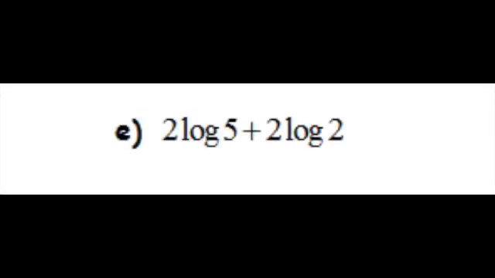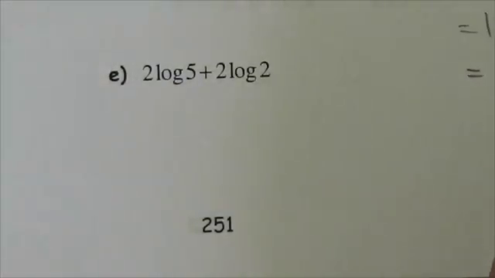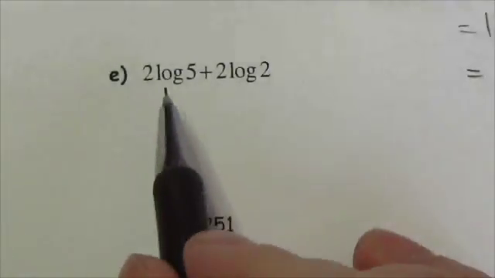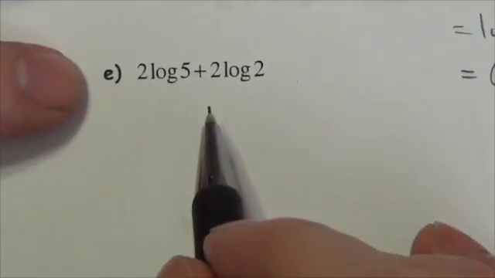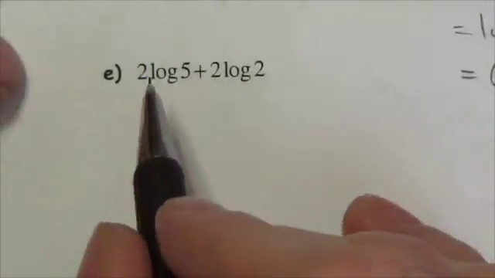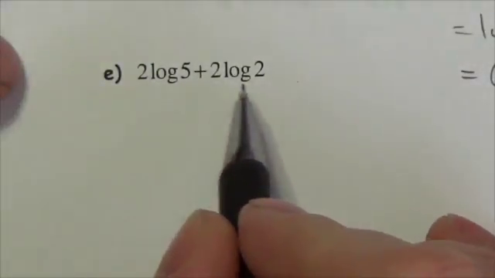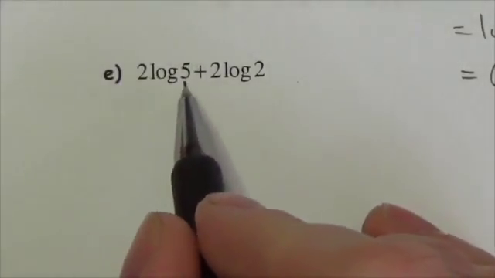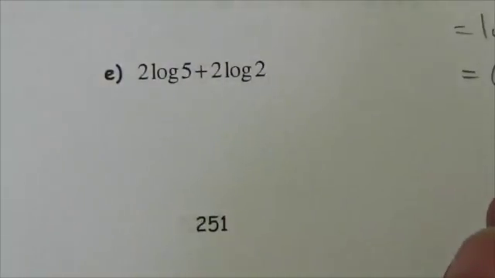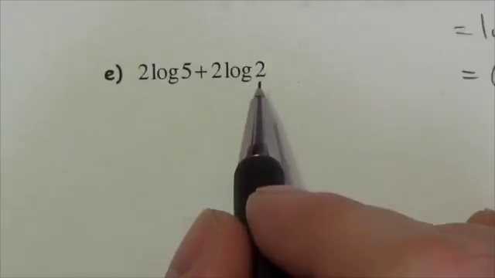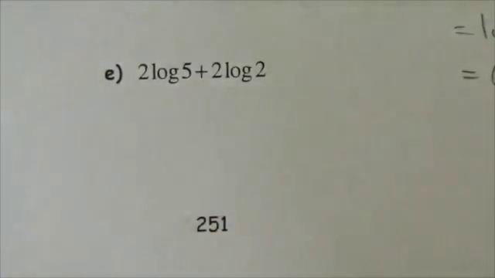Next: 2 times the common log of 5 plus 2 times the common log of 2. In this question, this is kind of an exception to that little rule I've been giving you, but I think you'll see what's going on in a second. Normally, I want to make these numbers as small as possible because they're easier to work with. But the base isn't written here, so it's base 10. I don't know what the log base 10 of 5 is. I also don't know what the log base 10 of 2 is. So that doesn't work here.